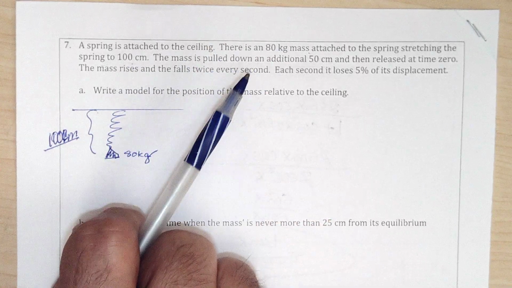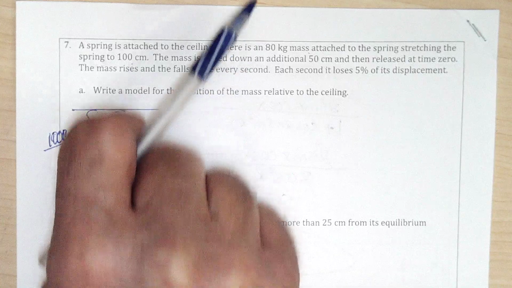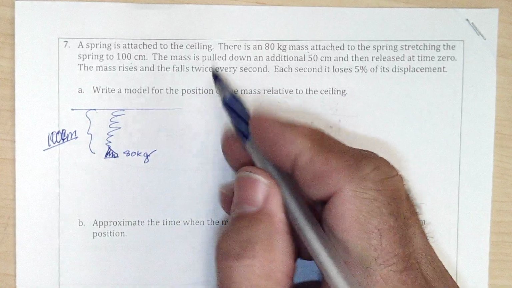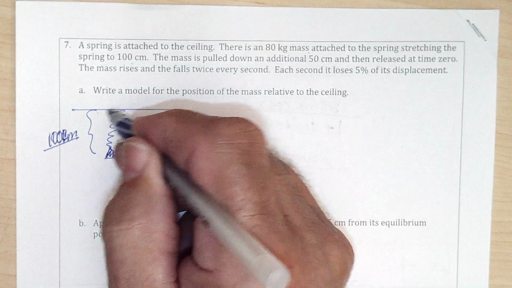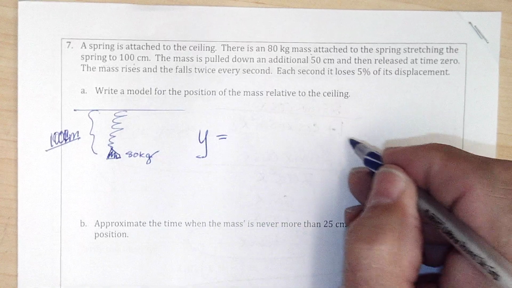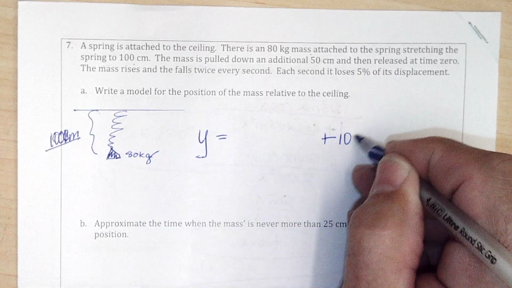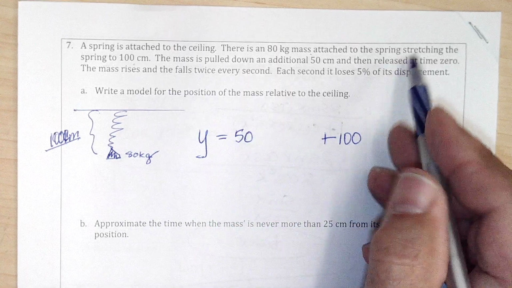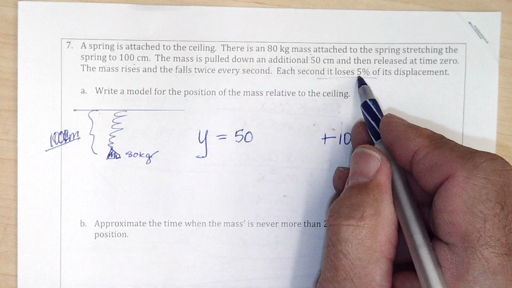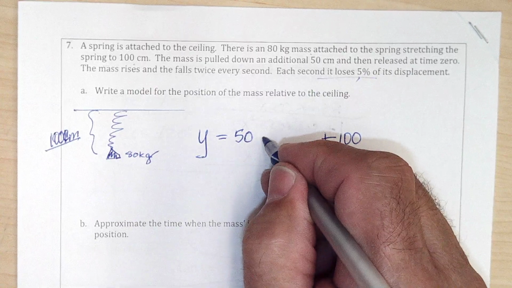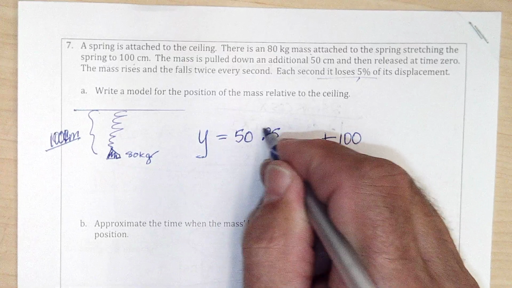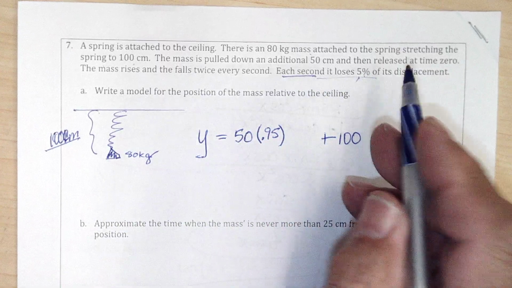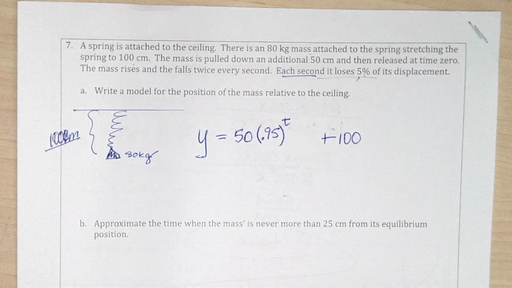Now we're going to pull it down an additional 50, and then it's going to rise above 50 and below by 50. So the amplitude is just going to be 50. The distance from the ceiling is 100. So the midline is plus 100. And we've got an amplitude of 50 that's decreasing. It loses 5%, so each time it's 95% of what it was. And it loses that each second. So if we make t be the seconds, it's just simply that.